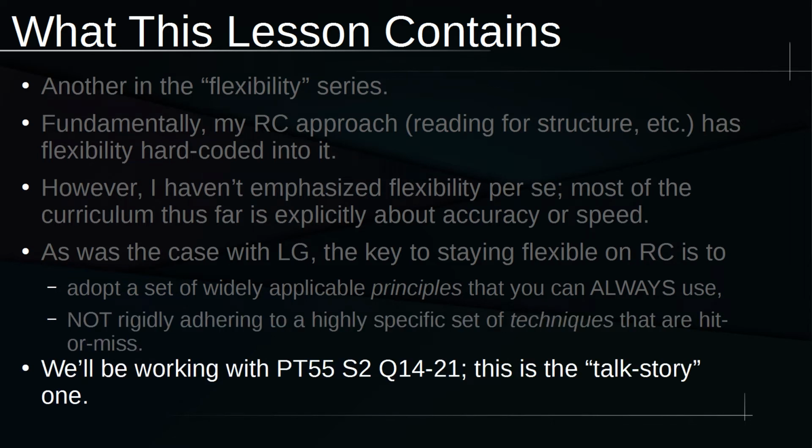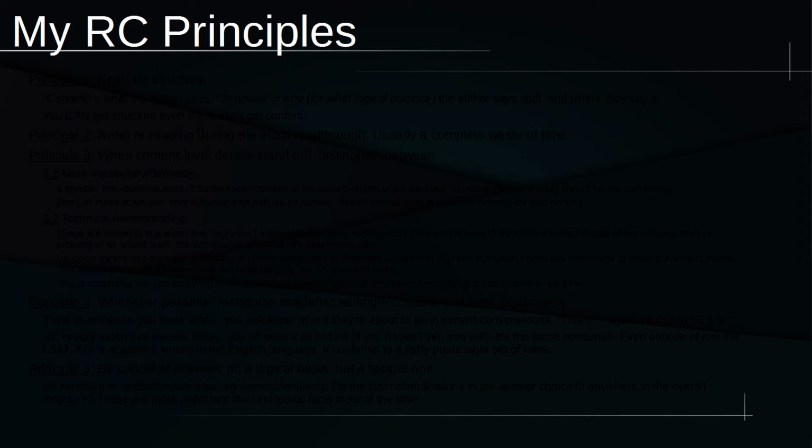So as the title slide said, we will be working with Prep Test 55, Section 2, questions 14 through 21. This, I believe, is the third passage of the section. And this is the talk story one about Maxine Hong Kingston, a Chinese-American writer. It's unfortunately going to take quite a bit of text to do, but I will present all on one slide here my set of RC principles that I run every passage by.